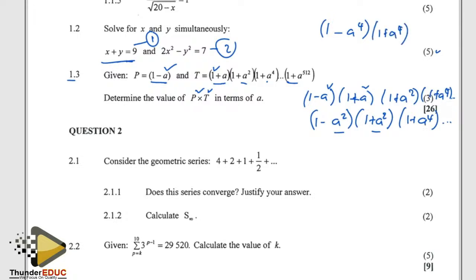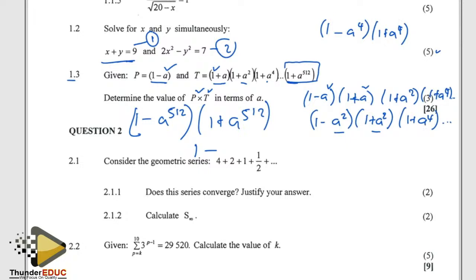Now, since the last term, or the last bracket, is 1 plus A to the power, all these brackets are just going to reduce to something like 1 minus A to the 5, 1, 2. And then I'm having 1 plus A to the 5, 1, 2. So it's still a difference of 2 squares. I'll have 1 minus, and then I just add up those things.